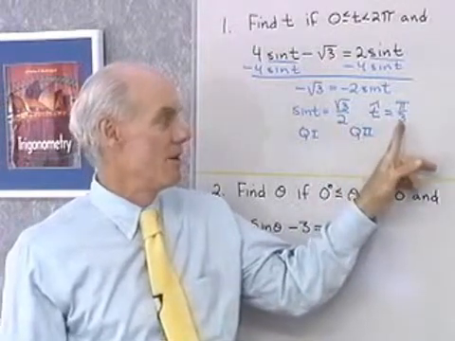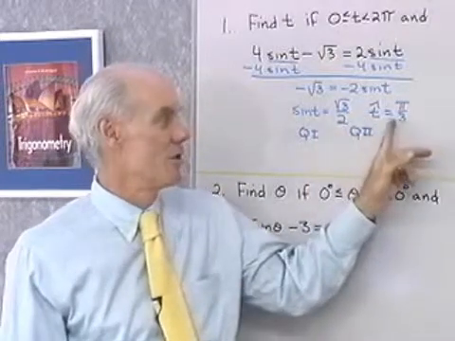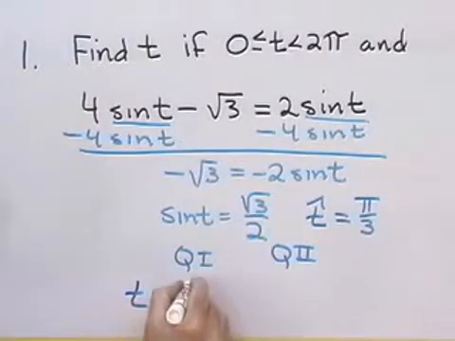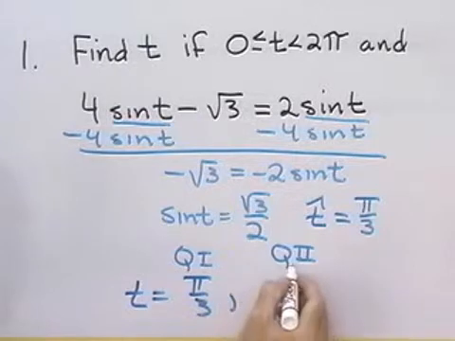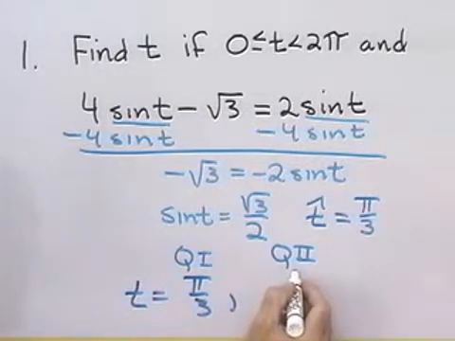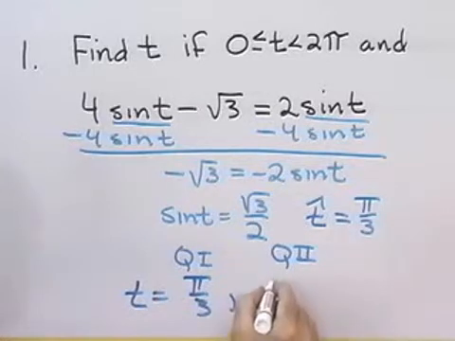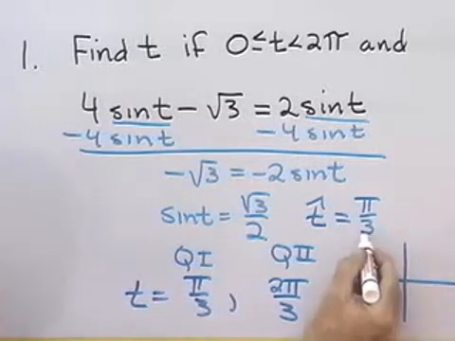Now I want to find the angle in quadrant 1 that has this for a reference angle and the angle in quadrant 2 that has this for a reference angle. So t must be equal to, well, in quadrant 1, it's just the reference angle itself, and in quadrant 2, it'll be pi minus pi over 3, which is going to be 2 pi over 3.